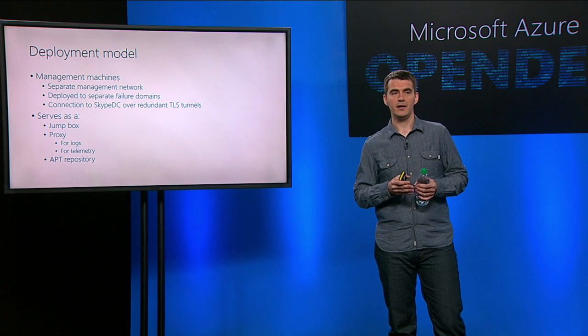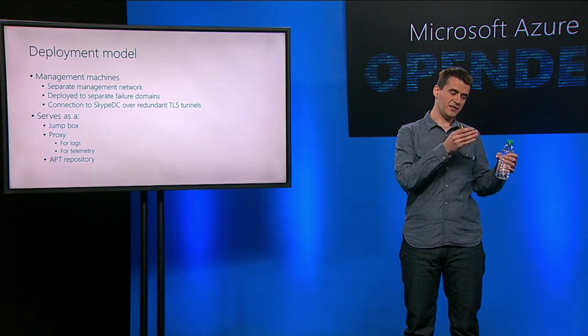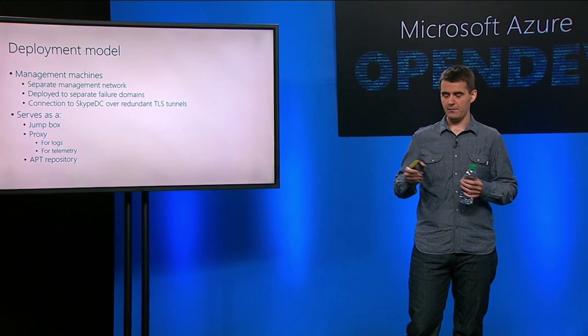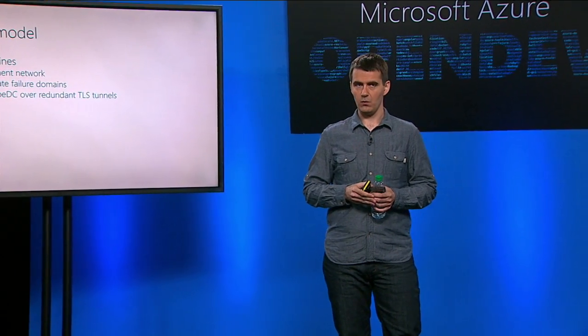Well, it's basically just a concept of having separation between your production machines and management machines. So what this means is in every region where we deployed relays, we also deployed a separate network that contained management machines. Management machines were distributed across separate failure domains and update domains, and they were separated with an ACL from the actual production machines.